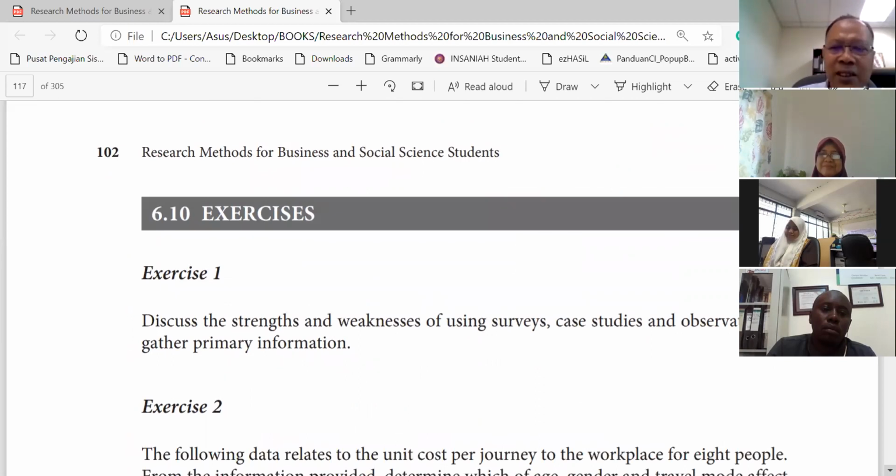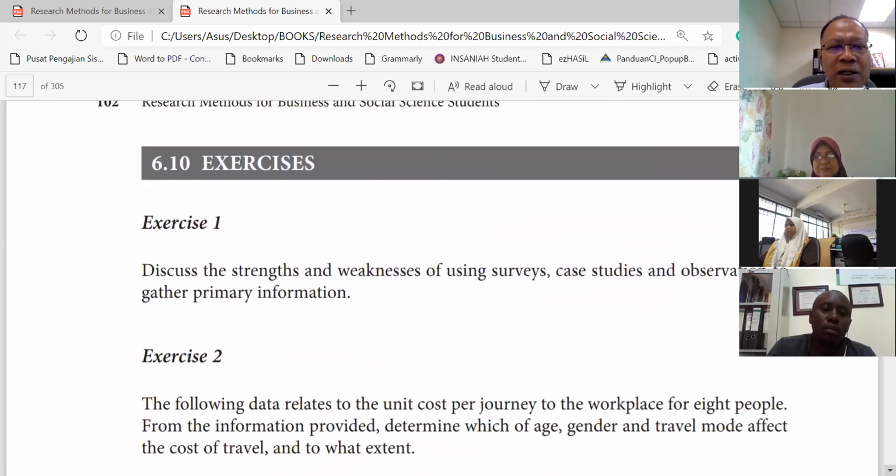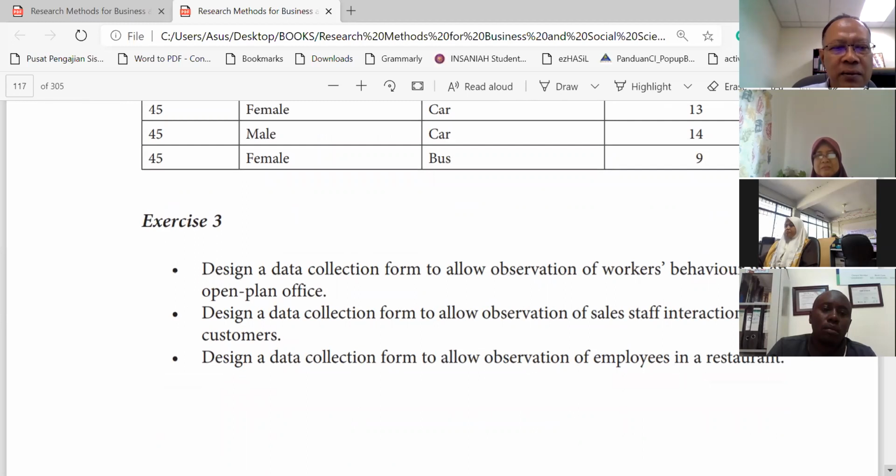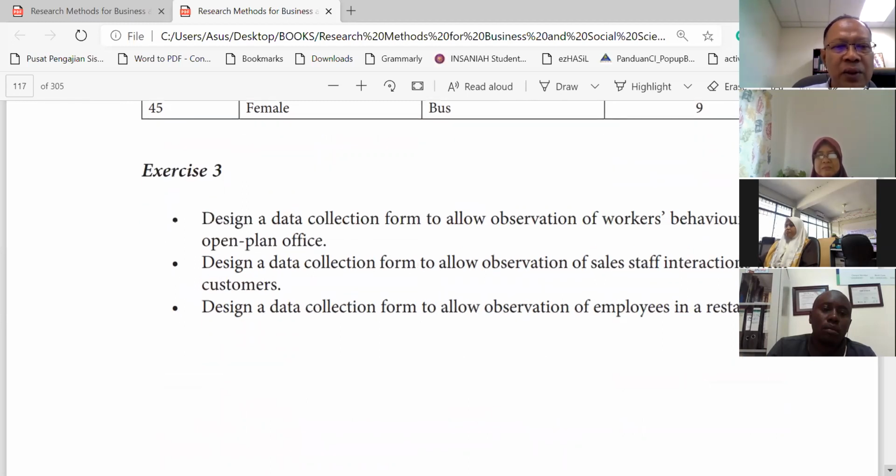Okay, try to do this exercise. I will pick some of the questions for the final exam from this book. For example, discuss the strengths and weaknesses of using surveys, or discuss the strengths and weaknesses of using case studies or observations. Very easy questions. This is a more difficult question. For example, design a data collection form to allow observation. Okay, the technique is observation of workers' behavior in an open plan office.